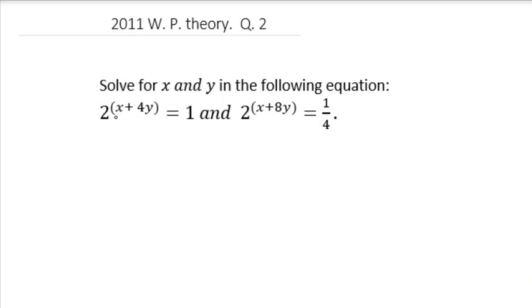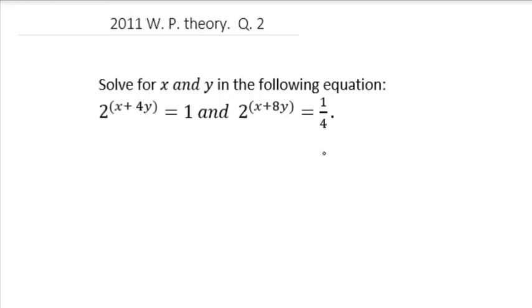We have 2^(x+4y) equal to 1. And the other equation is 2^(x+8y) equal to 1/4. So first, let's write the equations down. We have the solution.